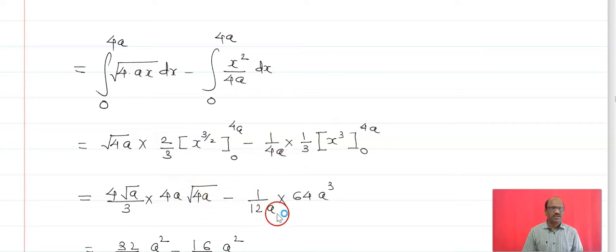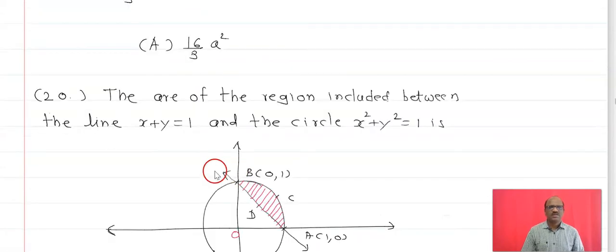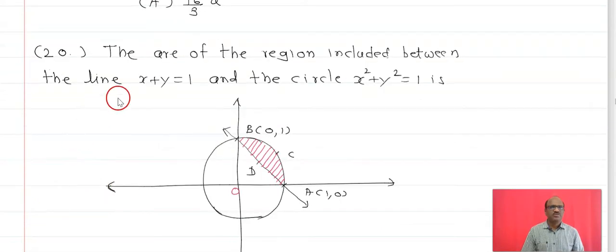Here is 1 by 12a. X is replaced again by 4a, that is 64a cube. And you will get the answer, that is 32 upon 3 a square minus 16 upon 3 a square. Then you will get 16 upon 3 a square. This is the answer.